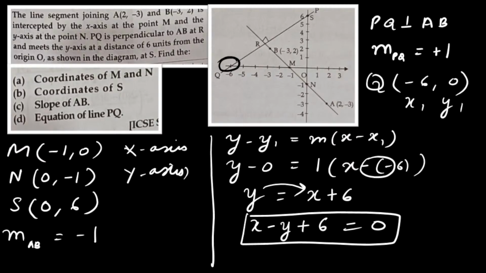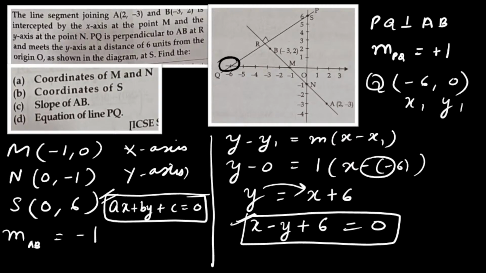Or if you shift everything to the left side, it will become y minus x minus 6. Try to write the equation in this standard form only. The standard form of a linear equation is ax plus by plus c equals 0. Whenever you are forming any equation, you write it in its standard form. So that's why I am writing x first always, then y, and then the constant term. So x minus y plus 6 equals 0.